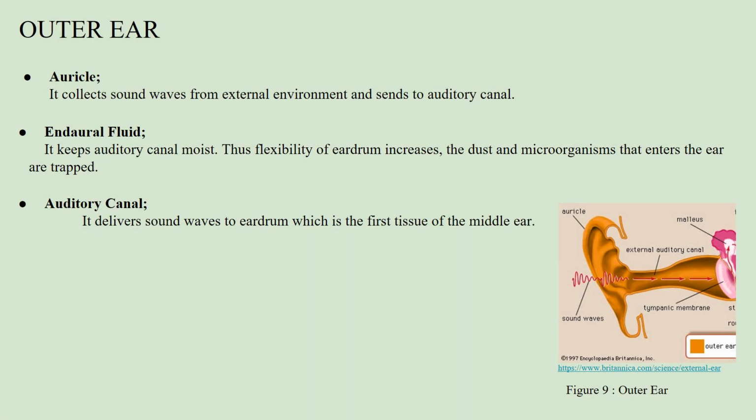Let's start with the first part of the ear, which is the outer ear. Auricle is the first structure that sounds reach from the external environment. So sound is collected by the auricle. Every fold of the auricle guides the sound. Endoral fluid, or in-ear fluid, keeps the inside of the auditory canal moist, and it helps our ear to stay healthy. The auditory canal sends sound waves to the middle ear.